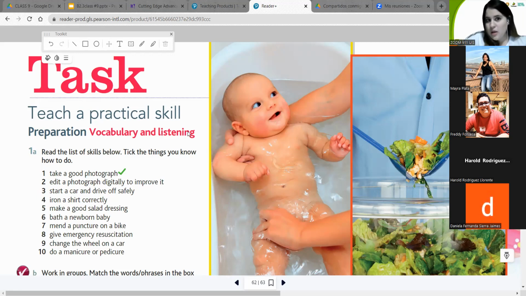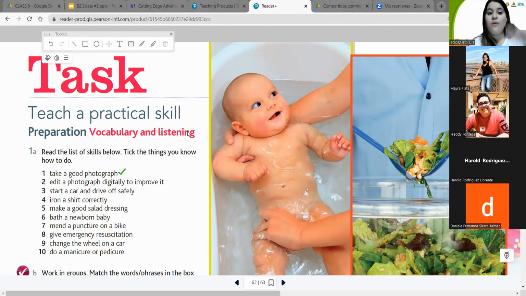Breathing is not a skill because the majority of the population knows how to do it. And driving a car is a skill because it's something that not many people can do, or not everyone can do. So take a good photograph. There are people who don't know how to do this. So this is a practical skill. Okay. So let's see.